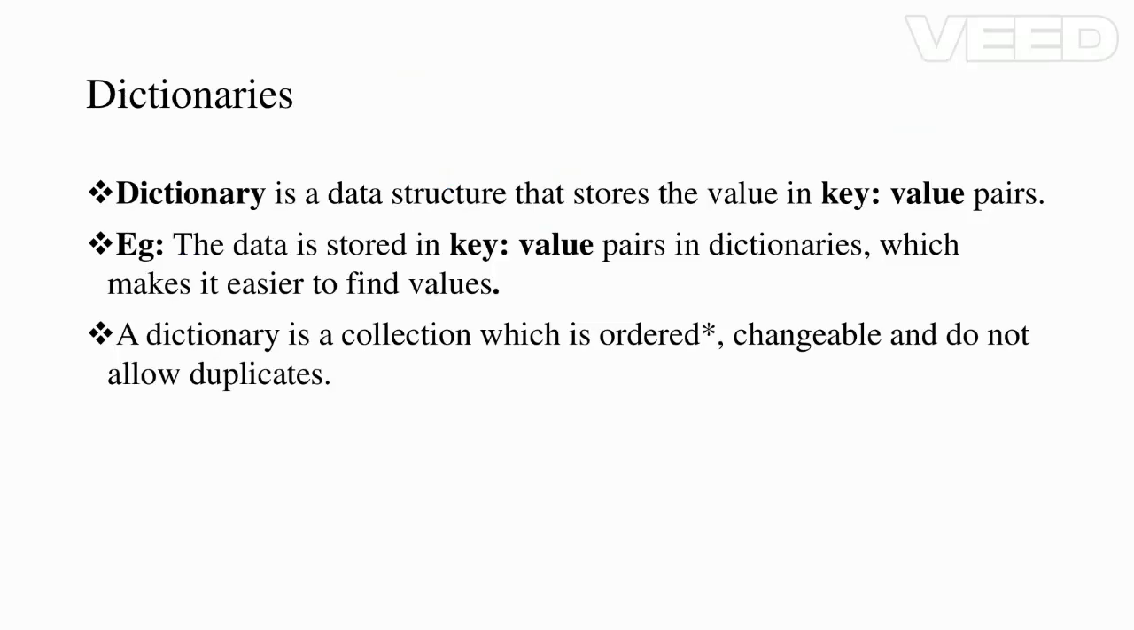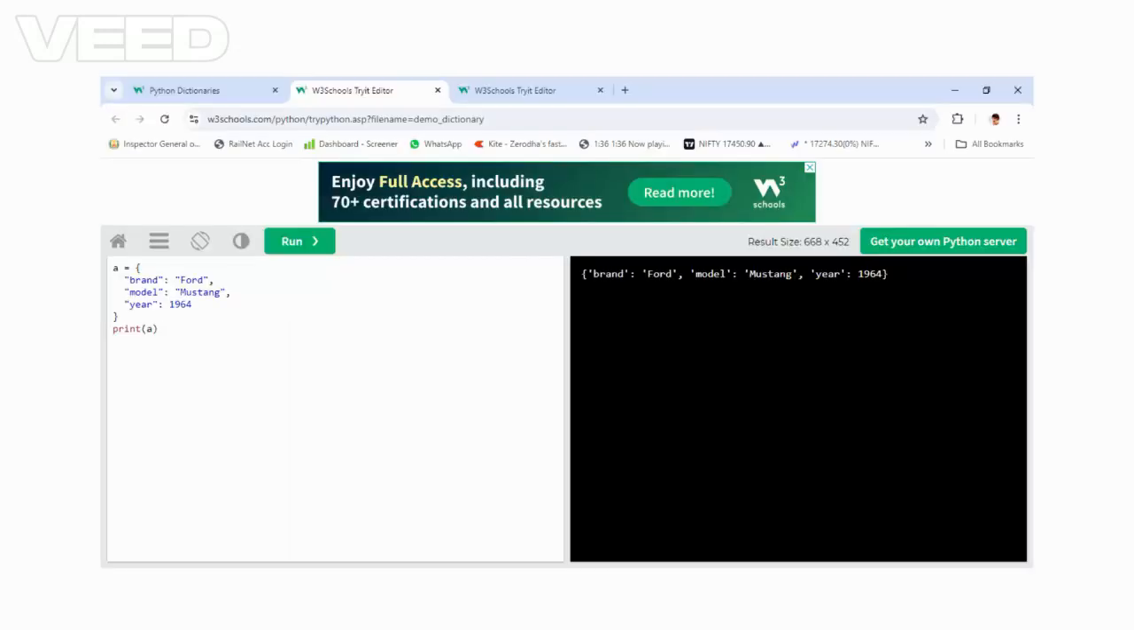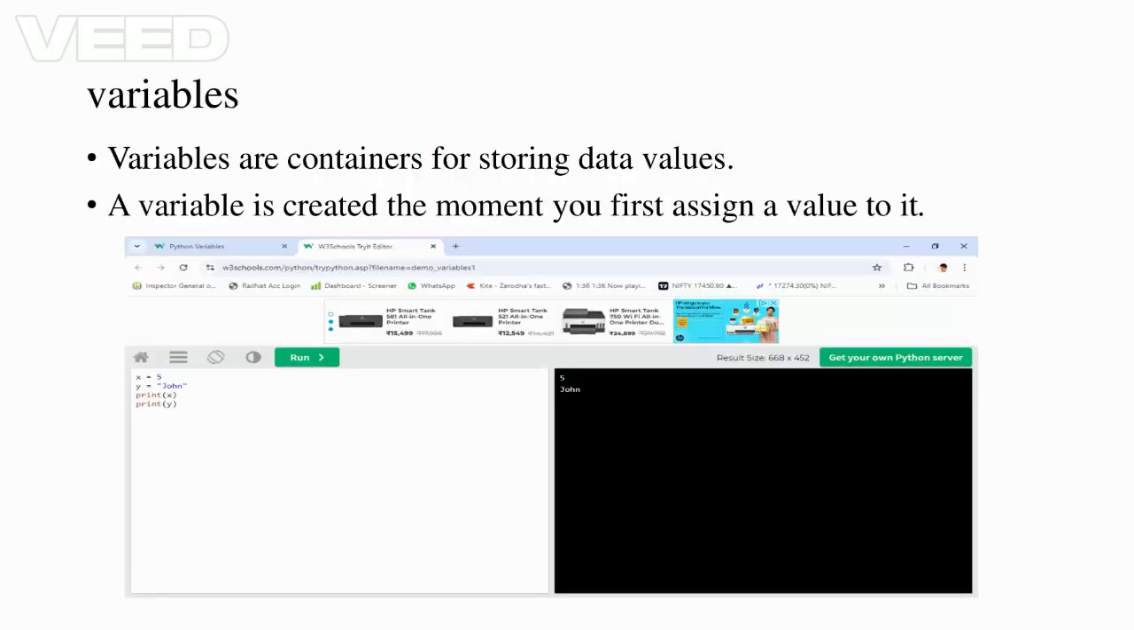Next, we are going to see about dictionaries, which are entirely different from other data types. A dictionary is a data structure that stores values in key colon value pairs. For example, the data is stored in key colon value pairs in dictionaries, which makes it easier to find the values of the dictionaries. A dictionary is a collection which is ordered, changeable, and does not allow duplicates. This is an example of a dictionary.